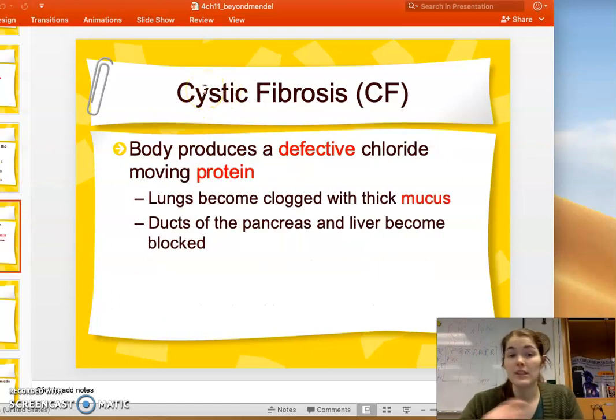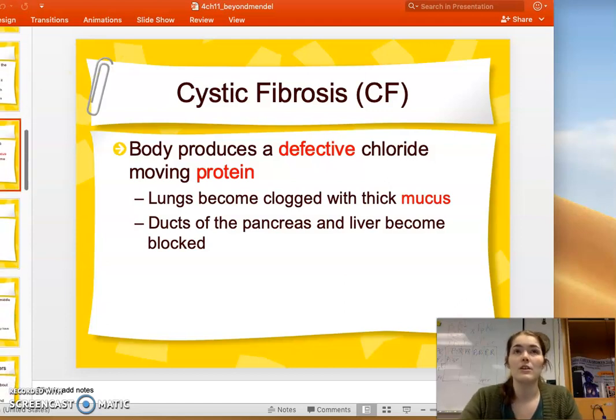Cystic fibrosis. Cystic fibrosis is where your body produces a defective chloride-moving protein. Your lungs get thick with mucus. Imagine having snot-filled lungs. As you try to breathe, if your lungs are filled with this mucousy fluid, it's going to make taking a deep breath really hard. It's going to make things painful. It's going to clog up everything. It's going to prevent your lungs from filling with air appropriately.